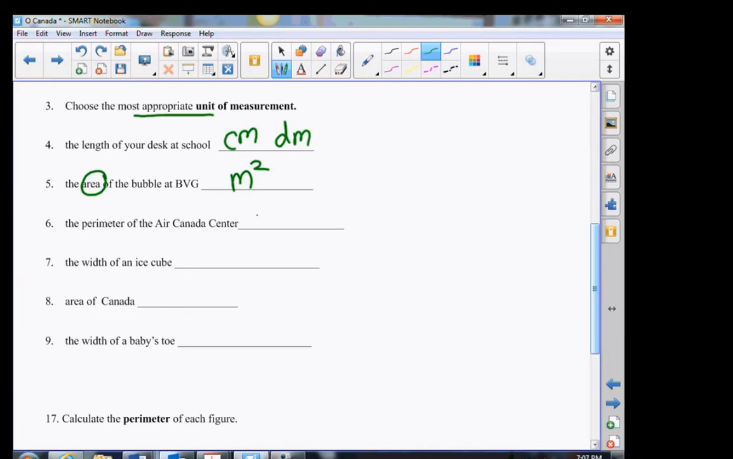The perimeter of the Air Canada Centre. Well, again, I would probably say meters. You might be able to make an argument that it's close to a kilometer. The width of an ice cube, probably centimeters.